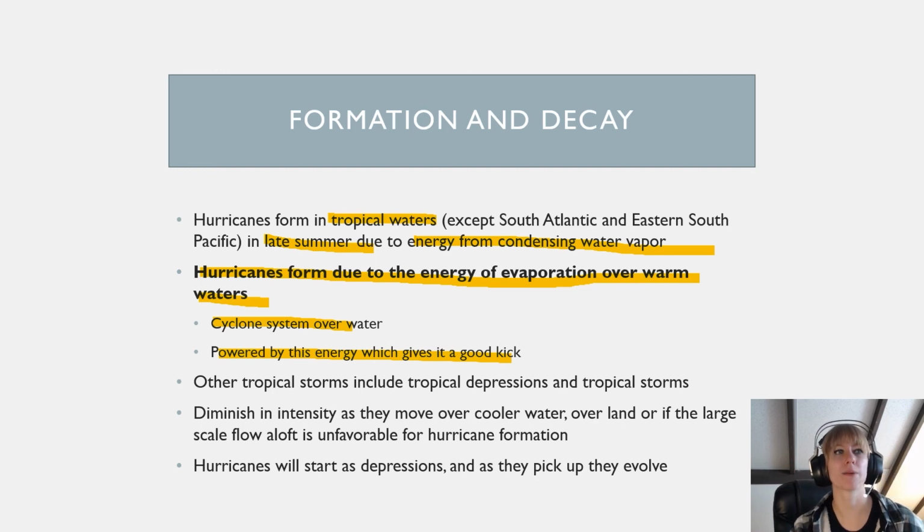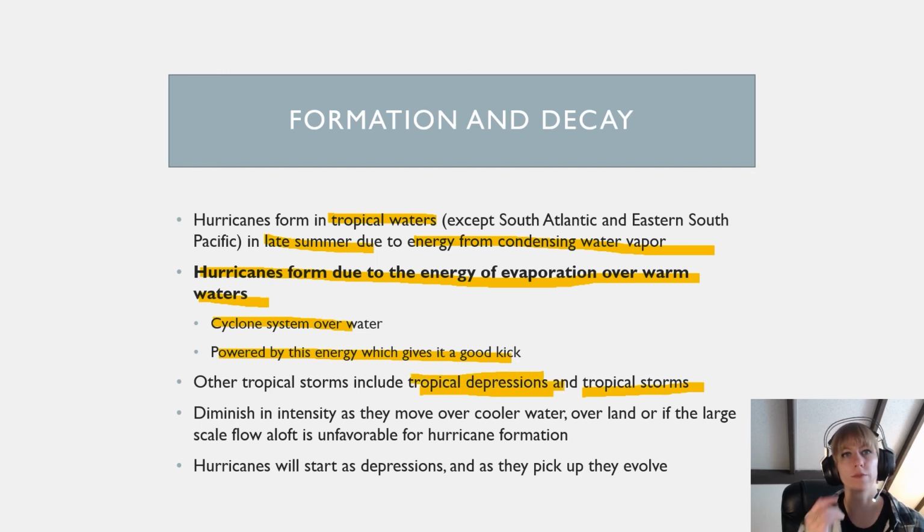Other tropical storms include tropical depressions and tropical storms. So tropical storms are one step above a depression and one step below a hurricane. Winds will go from 61 to 119 kilometers per hour. Whereas tropical depressions are very low wind speeds, they do have a twist, they don't have an eyewall, and they're below 61 kilometers per hour. They will diminish intensity as soon as they move over cooler water or over land, or if the large-scale flow aloft is unfavorable for hurricane formation, so it will die out.